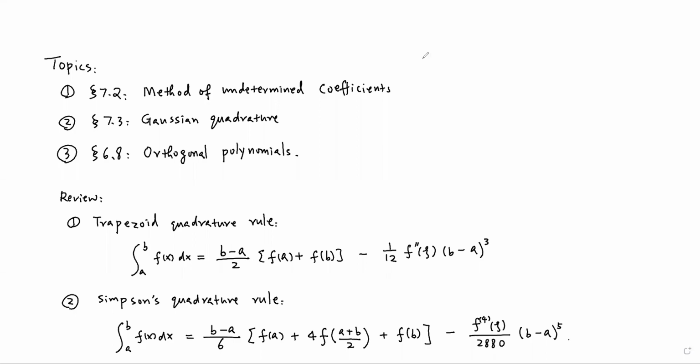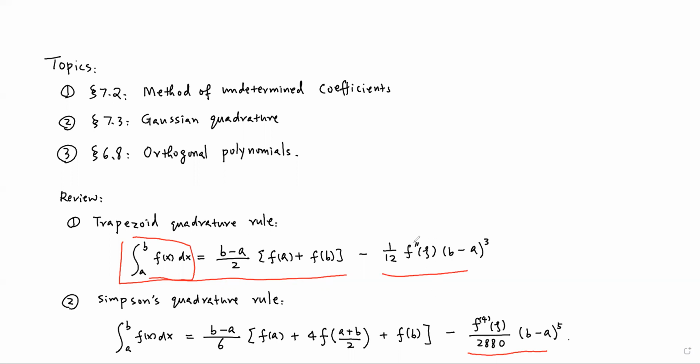Today I present a second approach to develop a quadrature rule for the computation of this integral. Take a review about trapezoid and Simpson's rules. This is a trapezoid rule. This number is the area of a trapezoid, so we call this formula the trapezoid rule. The error term is this. And for Simpson, the error term is this.